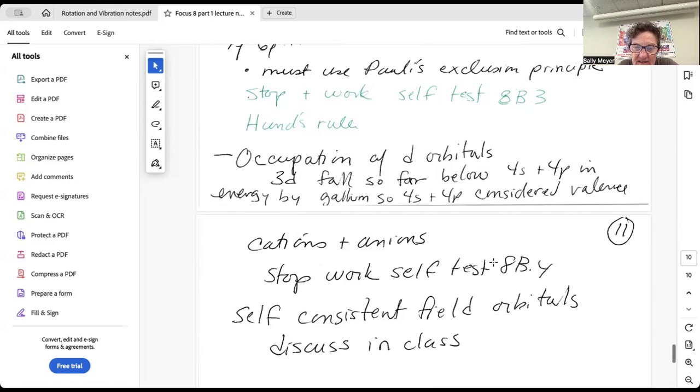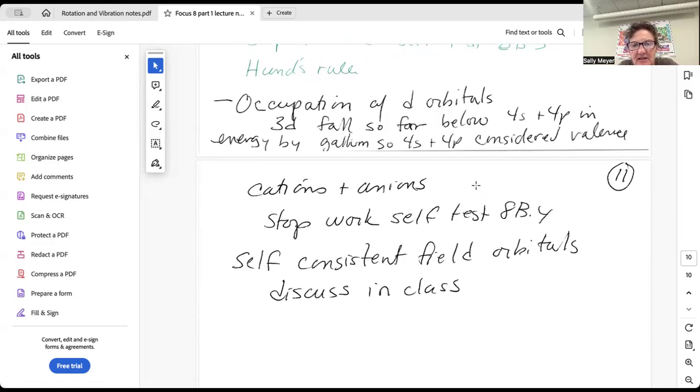So for cations and anions, that just makes sense. You're going to add 1 extra, take 1 away. You're going to remember the idea about the s's and the d's having different energy as you're taking them away. So you're going to stop and do self-test 8B.4. That'll help you remind yourself that you put in, for example, the 4s, and then you start to fill the 3d. But if you're making a cation, the s's are higher in energy by the time you start taking them out, and so you take the s's out first. When you do self-test 8B.4, you'll be reminded of that.